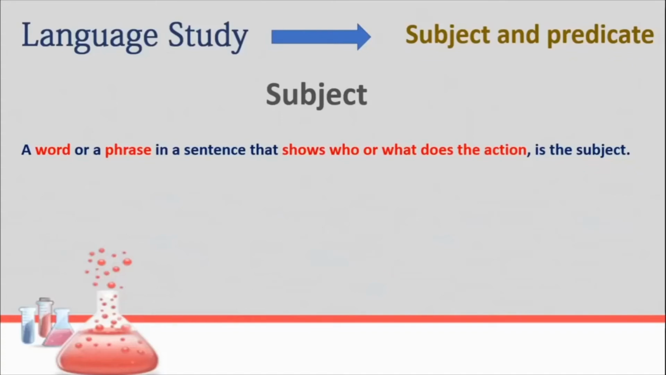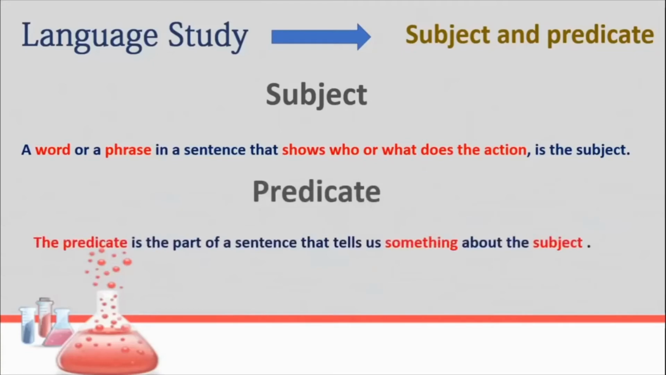Okay. Now the subject points out to who or what. Who means person and what means thing. And when there is an action, who does the action or what does the action? Now that person or that thing or that animal which does the action is the subject in a sentence. Okay, now it still might be sounding a little confusing to you. Let us see examples which will make the idea clear to you. Let us understand what predicate is now. So what is predicate? Predicate is the part of a sentence that tells us something about the subject. You can also say that predicate is that part of the sentence which contains the verb.